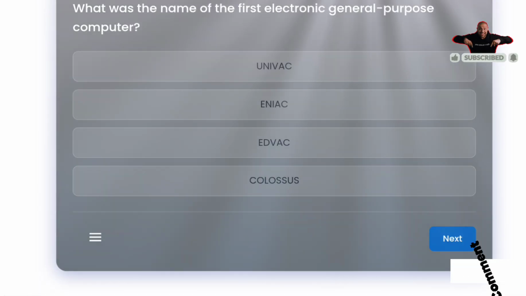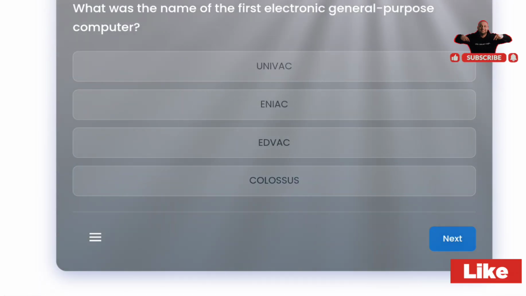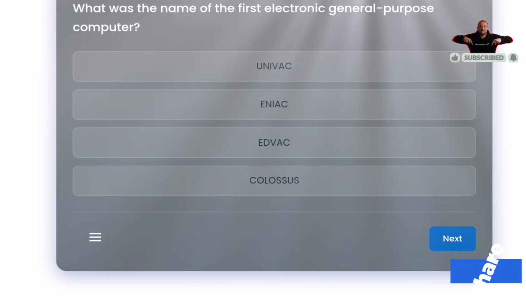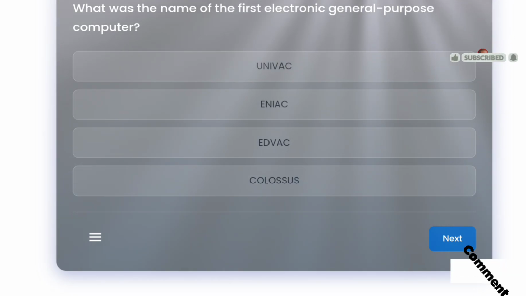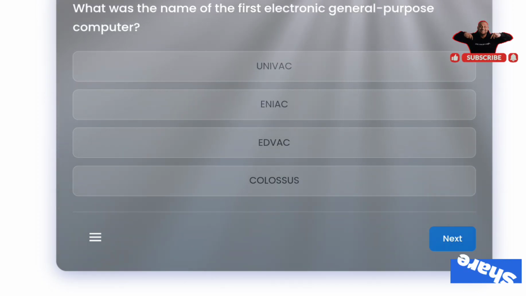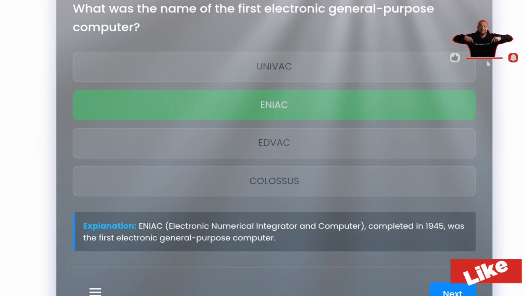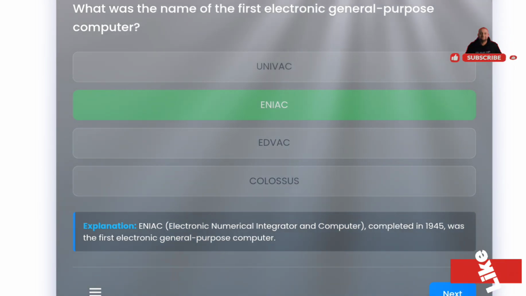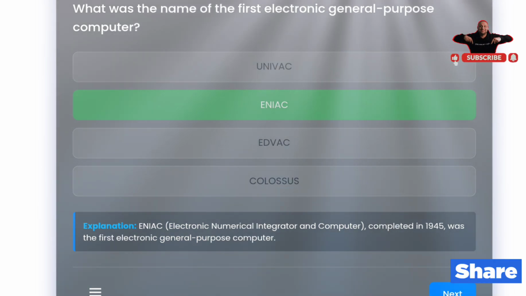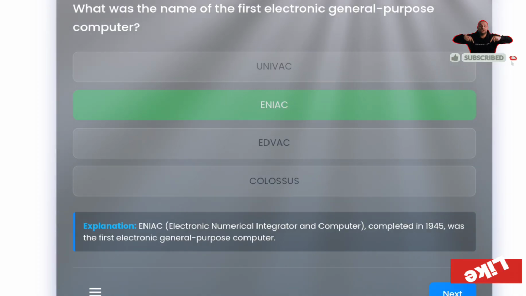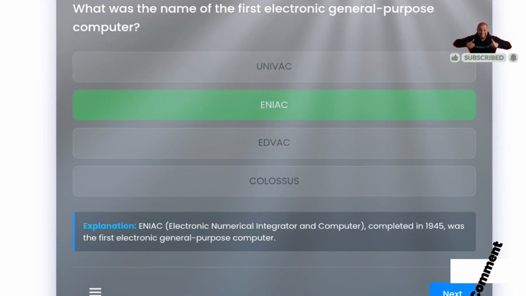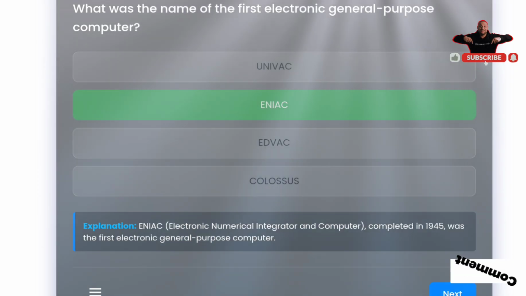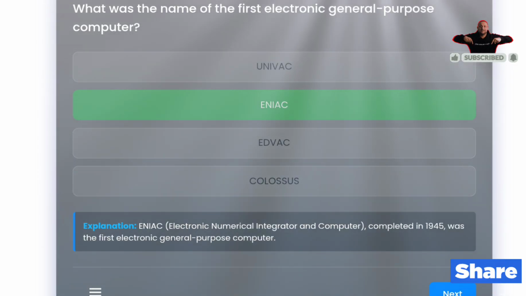Next question. What was the name of the first electronic general purpose computer? क्या नाम था? ENIAC. That means ENIAC means what? Electronic Numerical Integrator and Computer. कब हुआ था? 1945 में शुरू हुआ था, कंप्यूट किए थे. Was the first electronic general purpose computer.